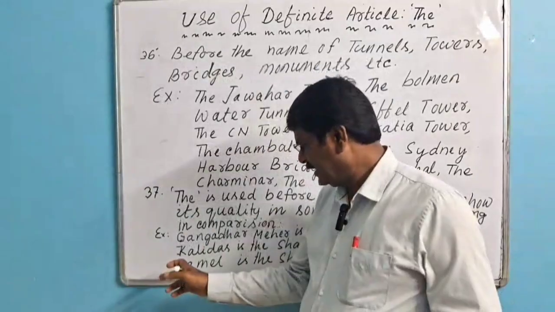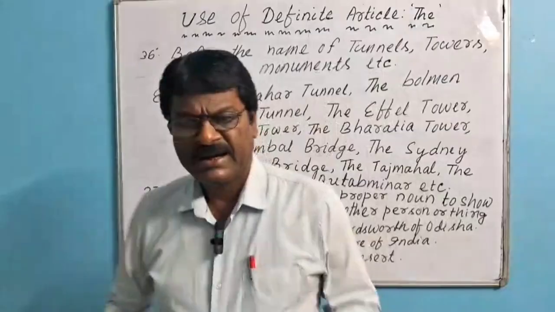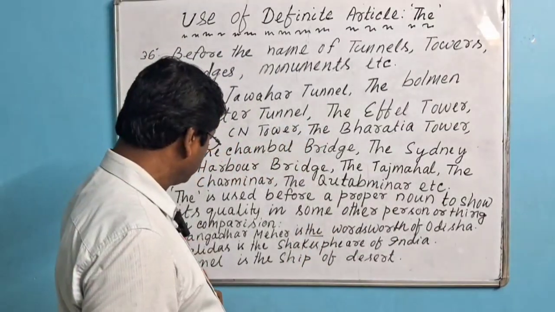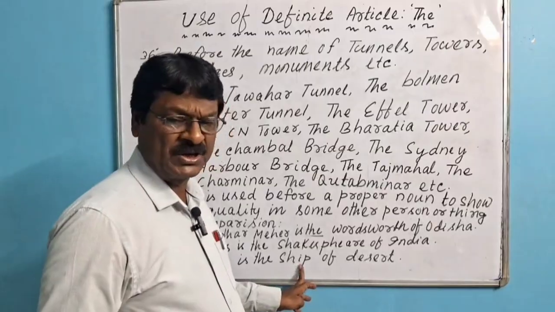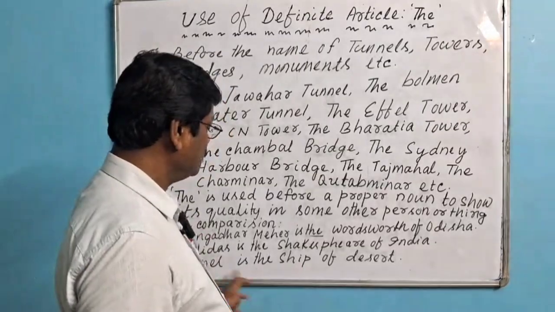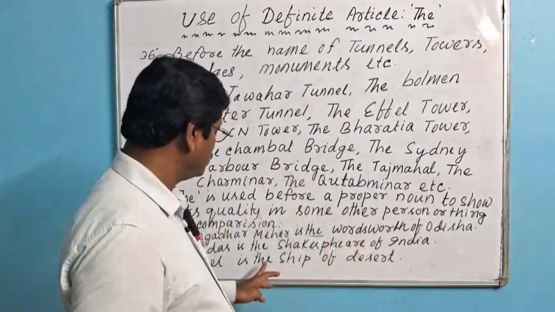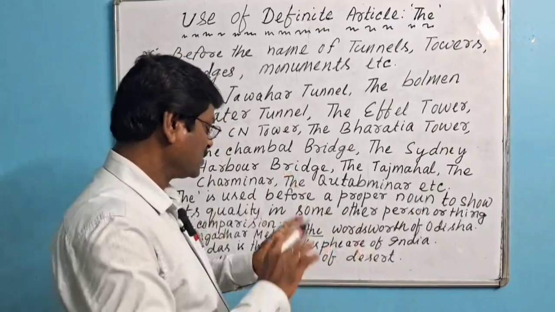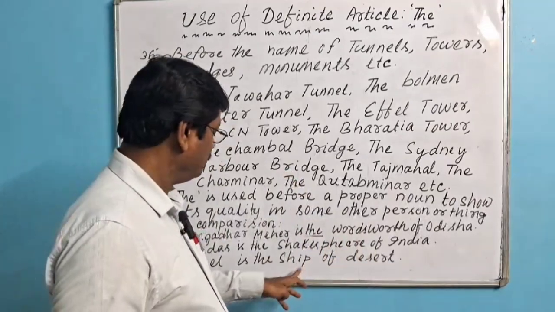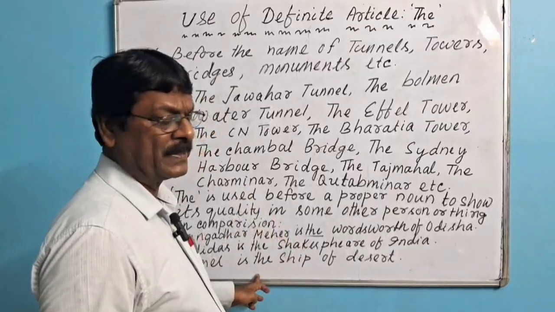Similarly, another example, camel is called the sheep of desert. Camel is the first animal and sheep is a thing. Here you see the quality of camel is compared with the quality of sheep. So the is used before the very word, the second noun, I mean sheep. So the is used before sheep.